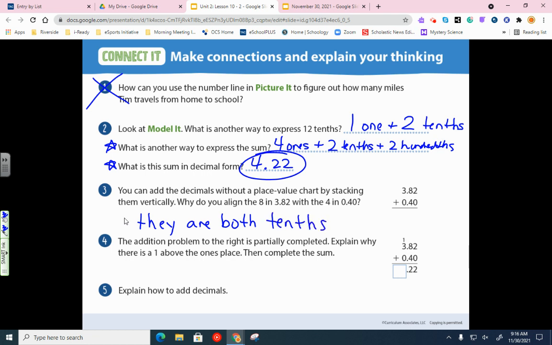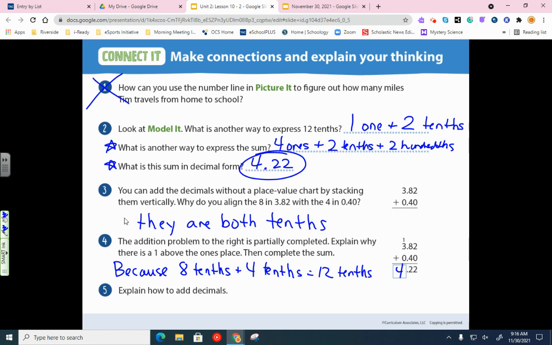The addition problem to the right is partially completed. Explain why there's a 1 above the ones place, then complete the sum. Because, let's see, how do I want to explain this? Because 8/10 plus 4/10 equals 12/10. And that 1 is up there due to regrouping. And we can just pop a 4 right in there. Didn't want to leave that undone.